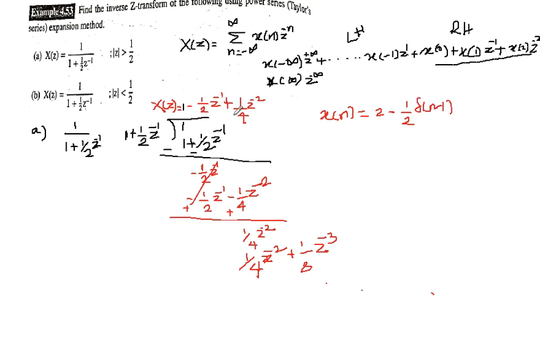X of 2 is plus 1 by 4, so we just need to write in this fashion, and del of n minus 2. So in this fashion it continues, del of n minus 2, it continues. So this is the way we need to solve this problem. Then let's see how to solve the other one when ROC is z is less than 1 by 2.